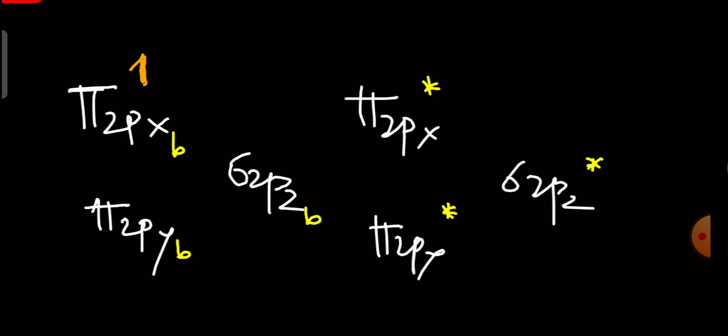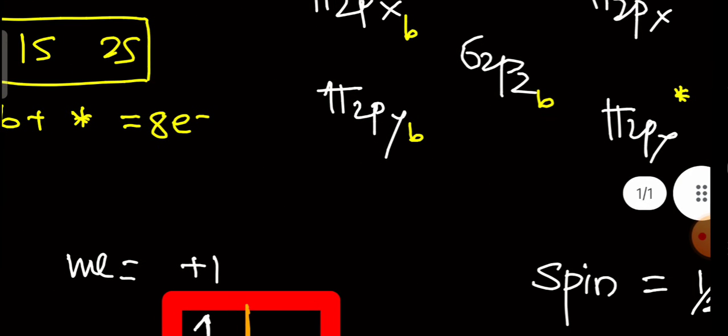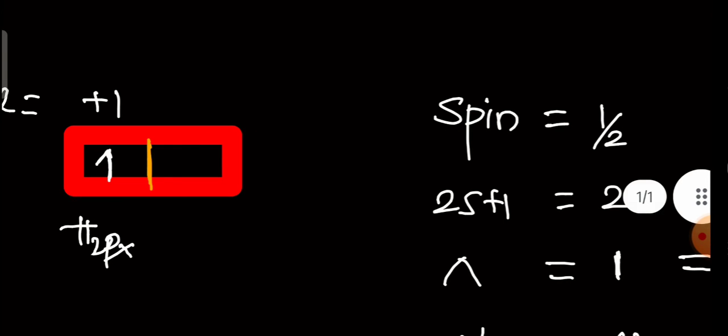So pi 2px, pi 2py, then sigma 2pz. So your valence electron enters pi 2px. That means we have a single electron, so based on that single electron, I will isolate it. So this is the actual pi 2px orbital, where the ml value is equal to +1. Now I can find out the main requirements.